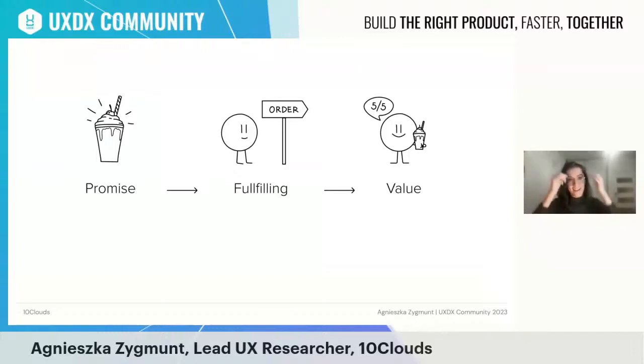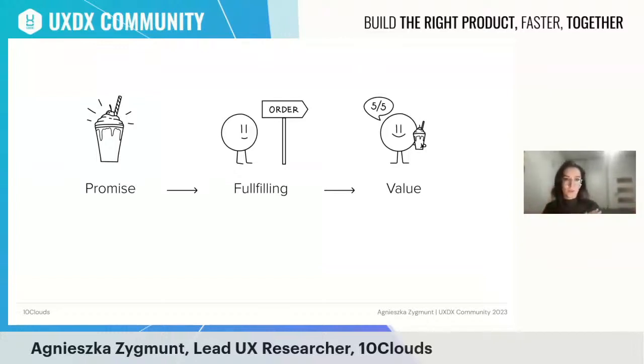For example, today, probably the promise for this whole event was that you will learn something new. So this is the promise. Then we have the fulfilling, so it's all about the preparation. It's about choosing the people who will be speaking today. It's about, for example, my preparation of the presentation for you. And at the end, I hope that you will receive the value of learning something new.